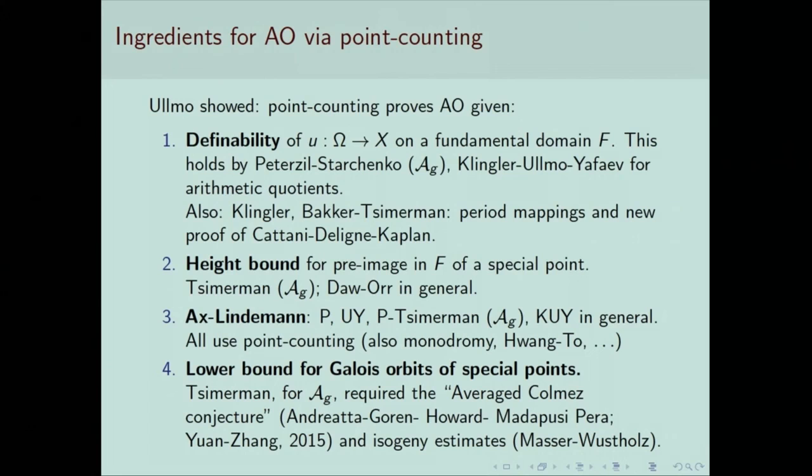You need the appropriate set to be definable. That was done in various stages. In the most general case, Klingler, Ullmo, Yafaev, and also even Bakker and Tsimerman for period mappings, you can go into more general settings. You need the Ax-Lindemann, which I'll say more about next time, but that's also fully proved. And you need the Galois lower bounds for Galois orbits. At the present stage, Tsimerman proved those for A_g, and that was the last step in proving the André-Oort conjecture for A_g. And that's the only missing element to a general proof.